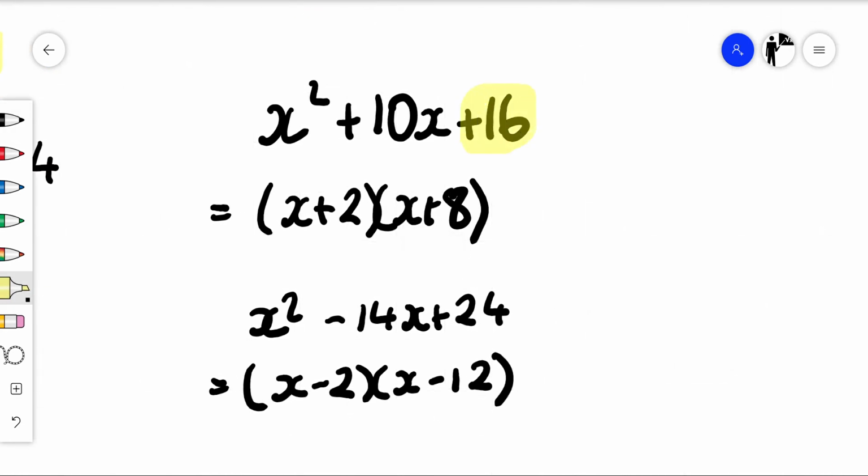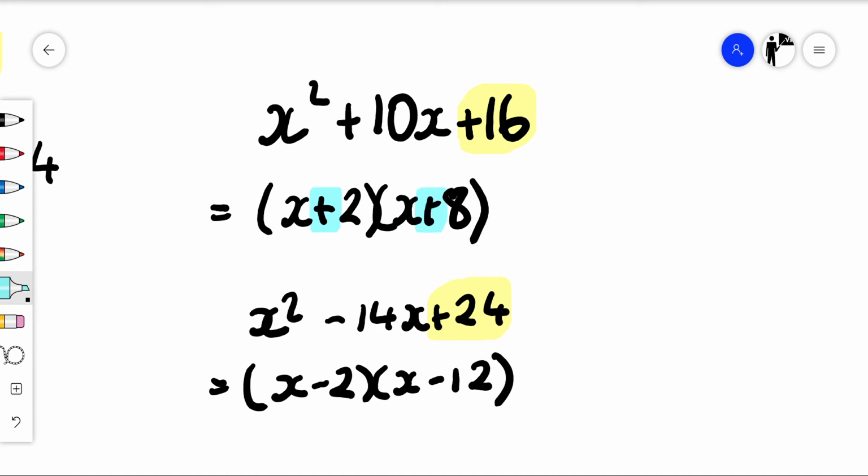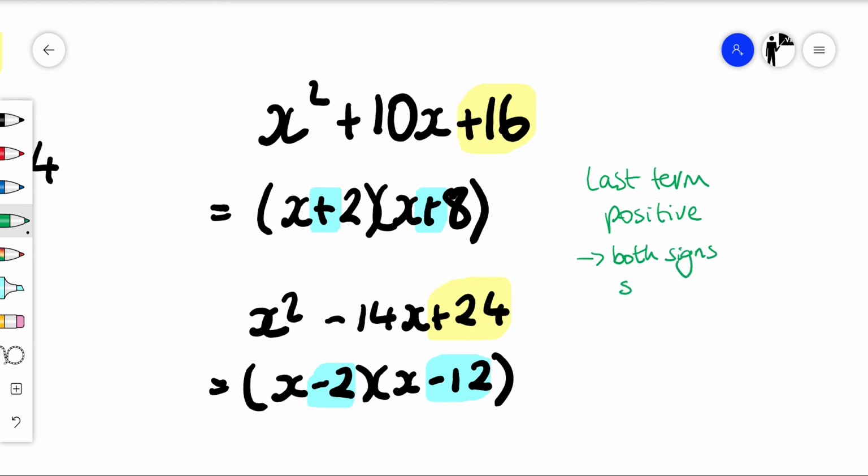Notice that when the last term is positive, it holds that both of the signs are the same, because if the signs are the same, when you multiply them, you get a positive number. So plus 2 times plus 8 is plus 16. Minus 2 times minus 12 is plus 24. So when the last term is positive, both signs will be the same.